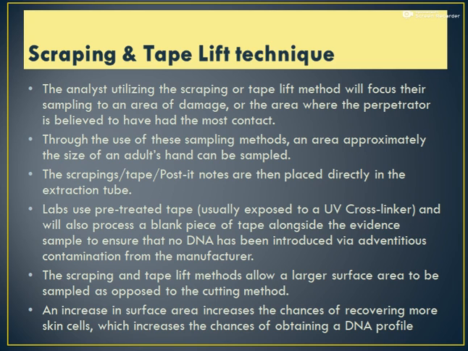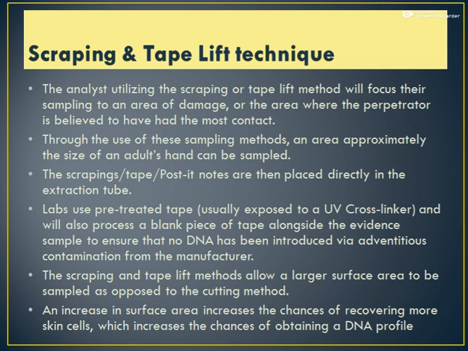Through the use of these sampling methods, an area approximately the size of an adult's hand can be sampled. So you can scrape or tape lift from an area the size of an adult's hand. The scrapings or the tape or post-it notes are then placed directly into the extraction tube. Labs use pre-treated tapes and will also process a blank piece of tape alongside the evidence sample to ensure that no DNA has been introduced via adventitious contamination from the manufacturer.